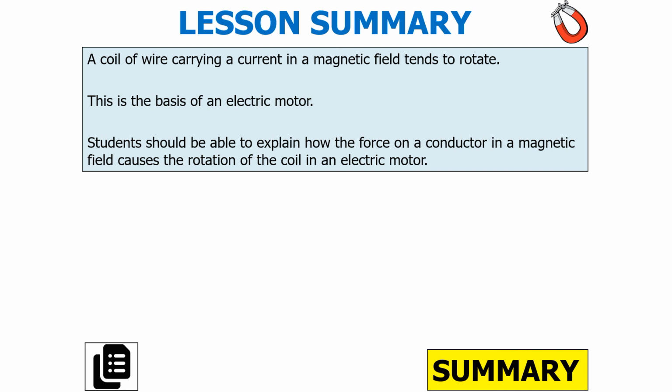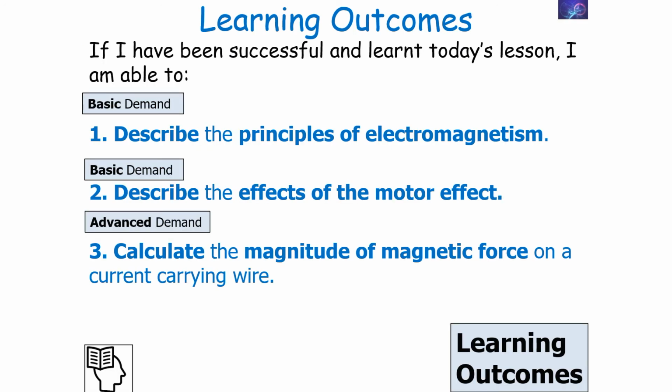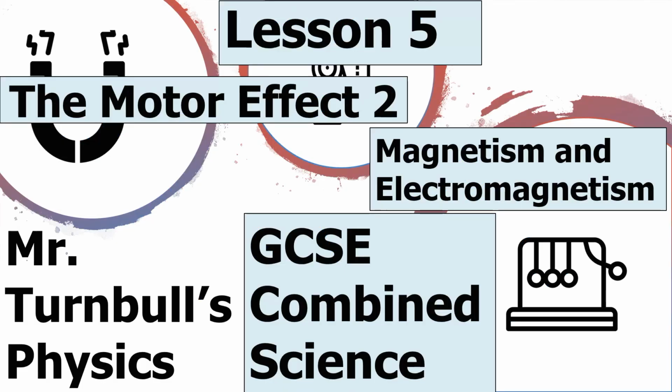Now, a coil of wire carrying a current in a magnetic field tends to rotate, which is the basis of the electrical motor, and you should be able to explain how the force on a conductor in a magnetic field causes the rotation of the coil in an electrical motor. So if we've been successful and learnt in today's lesson, we should be able to describe the principles of electromagnetism, describe the effects of the motor effect, and finally calculate the magnitude of the magnetic force on a current carrying wire. So I hope you've enjoyed today's lesson on the motor effect, which is part of the magnetism and electromagnetism topic in GCSE Combined Science Physics.